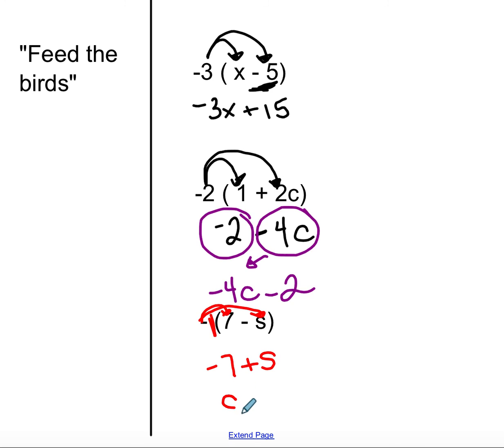Rewrite them. S would come first. The -7 would come next. Now, some people like to write this one as the positive s plus a -7. They mean the same thing. It's just we want to get rid of unnecessary symbols. So we just write it like that. Go ahead and try your assignment.